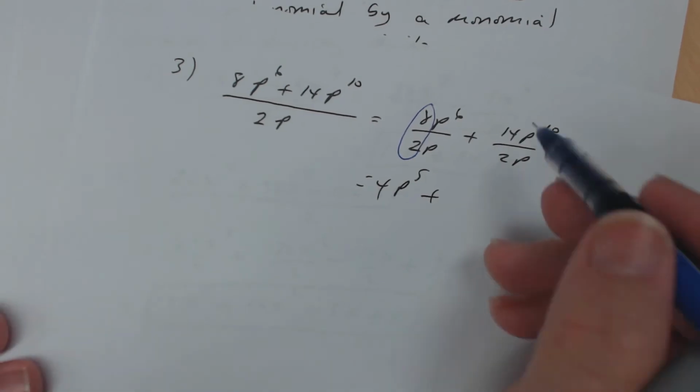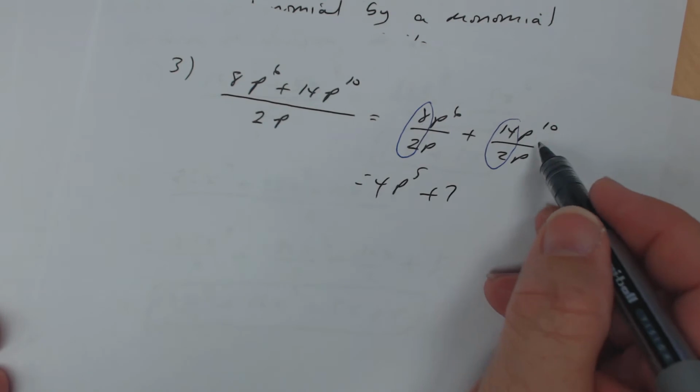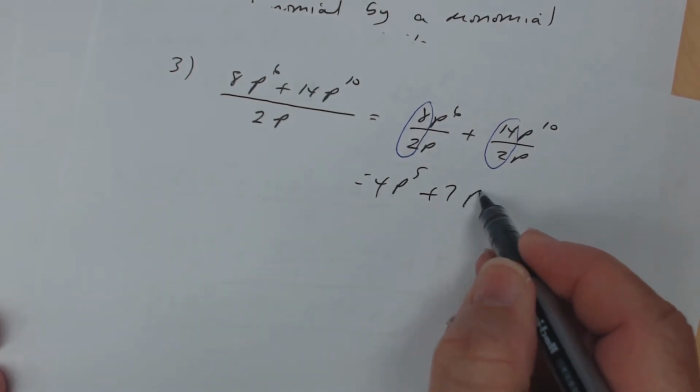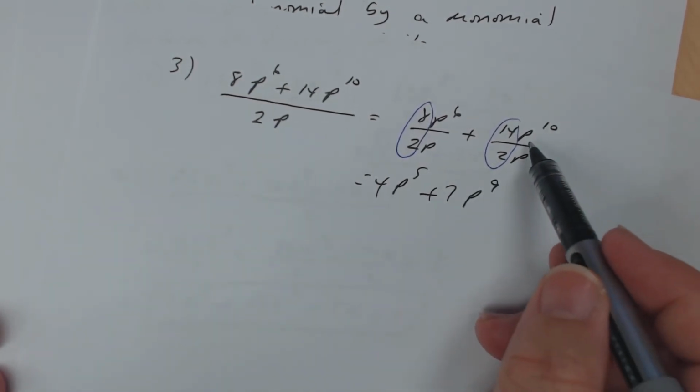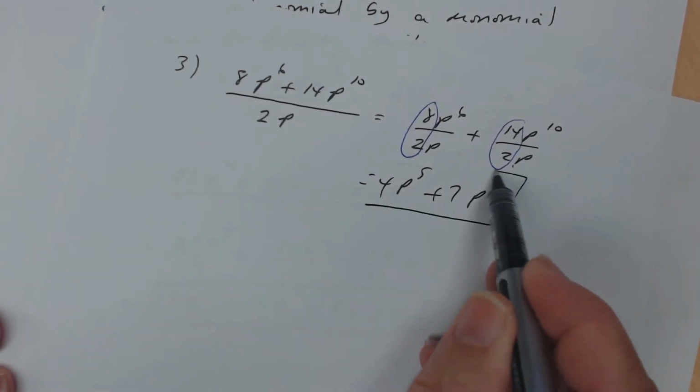Plus, and then here, 14 divided by 2 is 7. And then p to the 10th divided by p is p to the 9th. 10 minus 1 is 9. When you divide like bases, subtract exponents. And so there's your answer.